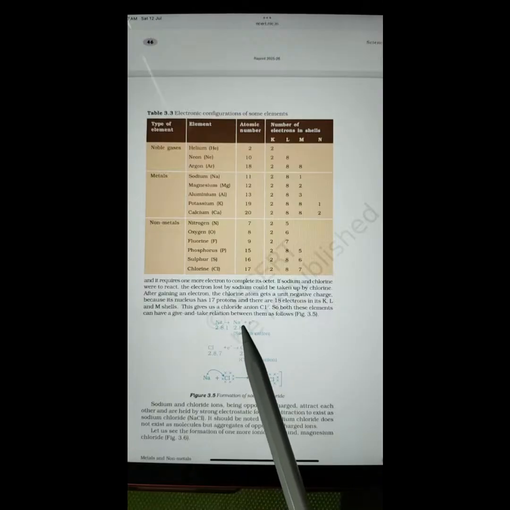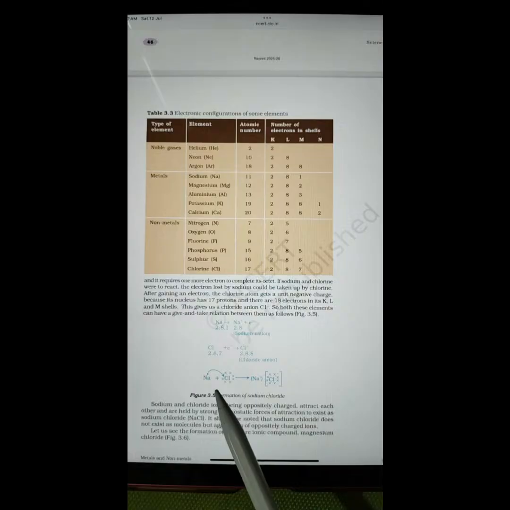So here the plus charged element is the cation, and chlorine is an anion. Similarly, this has been shown to you. Whenever there is a transfer of electrons, we always say that an ionic bond is formed.